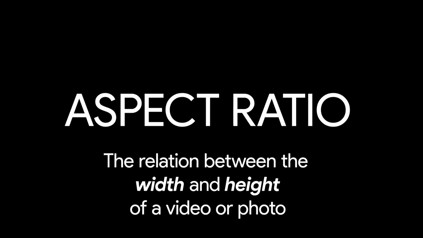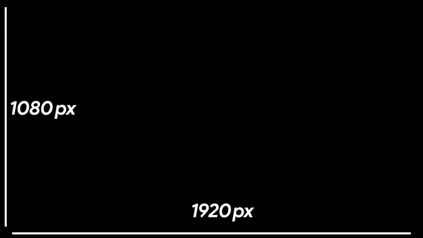So the first thing I'll go over is the aspect ratio. This is actually pretty simple. It's just the ratio of the width of the video to the height of the video in pixels. So what this means is you're going to take the width of the video and the height of the video and look at it as a fraction and then simplify it.